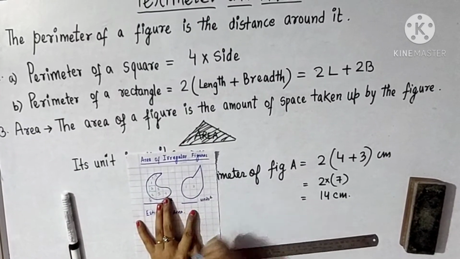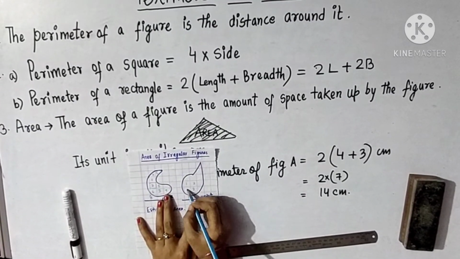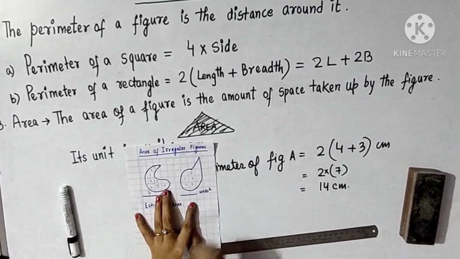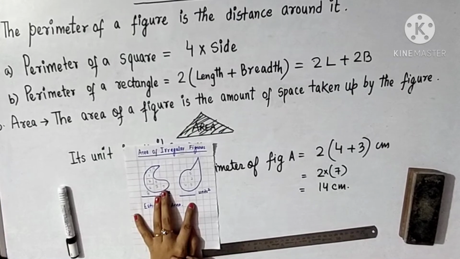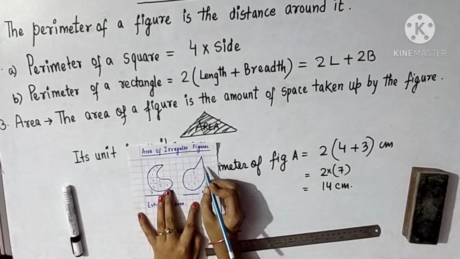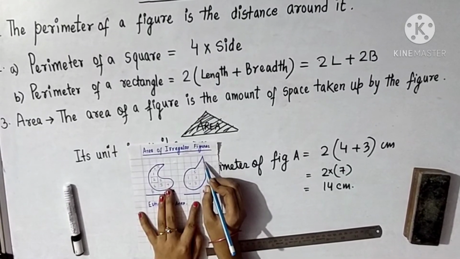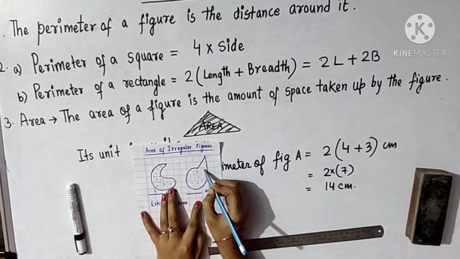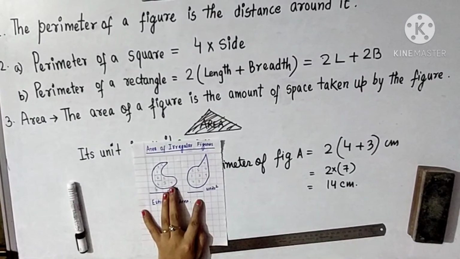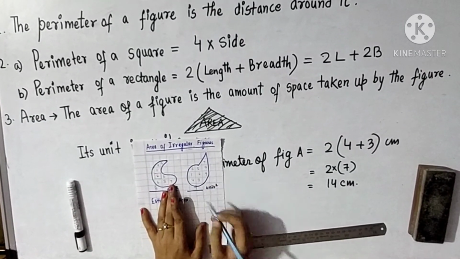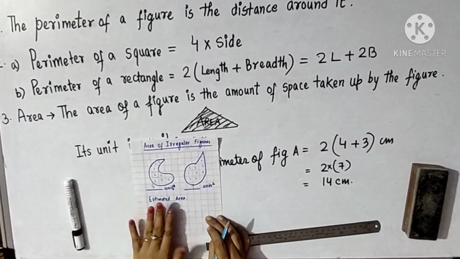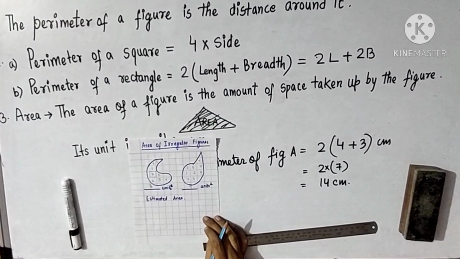Now again, in this second figure, you can count the complete squares first. 1, 2, 3, 4, 5. Now let us count half squares and more than half. As we know that less than half of a square cannot be considered. So now 6, 7, 8, 9. So what is the total area? 9 unit square. In this way, we can find the area of an irregular figure. Thank you.